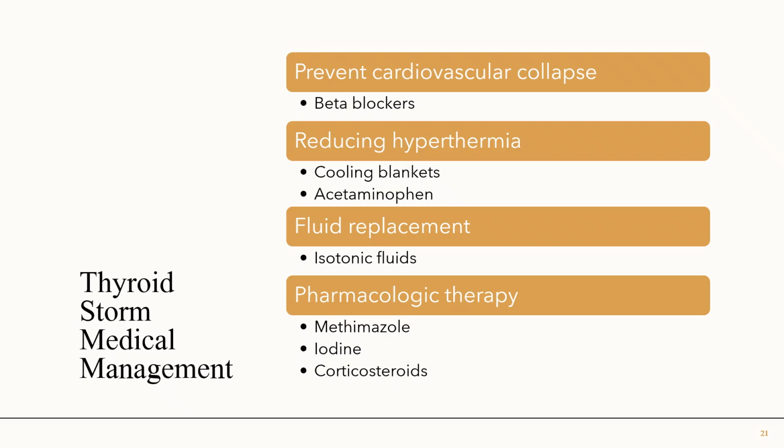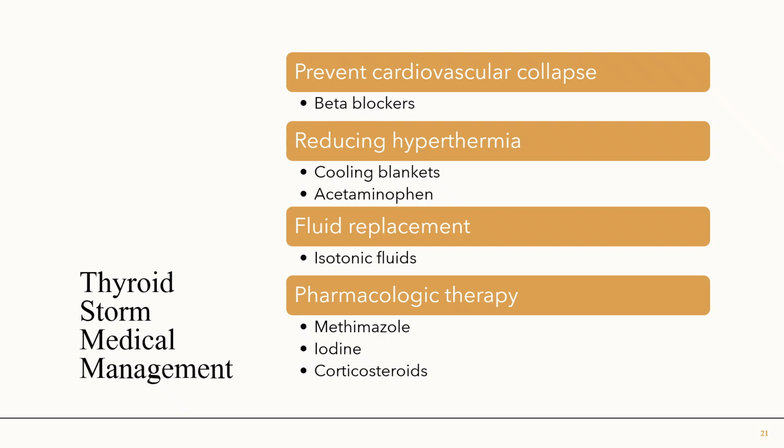Beta blockers are a cornerstone of therapy. They are used to slow heart rate, reduce myocardial oxygen demand, and blunt the sympathetic overactivity. When beta blockers are contraindicated, some calcium channel blockers can be used cautiously, although beta blockers are the first-line therapy.